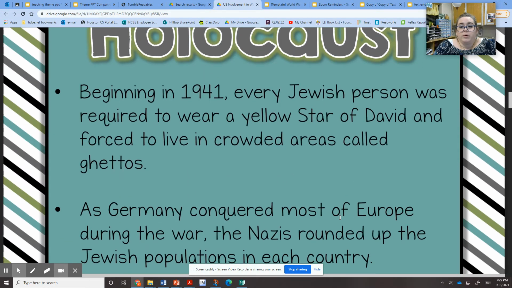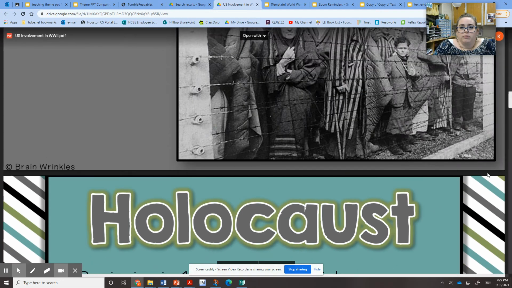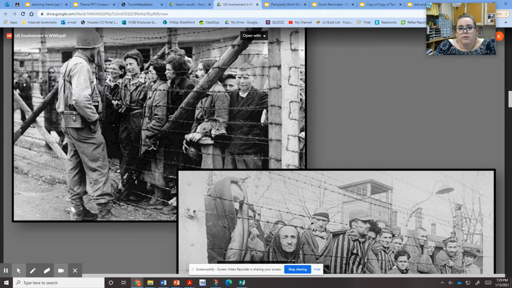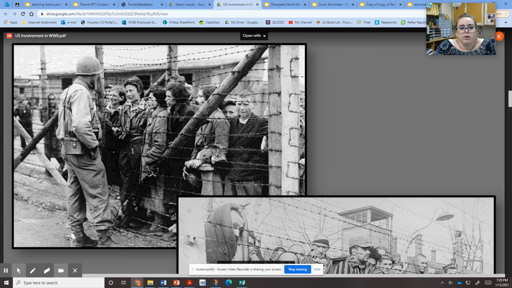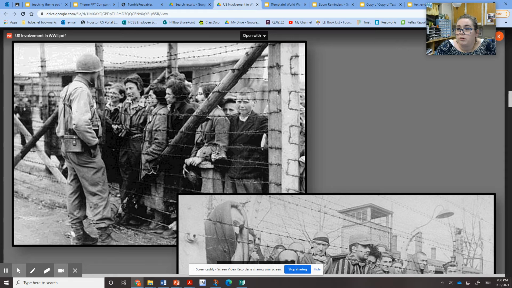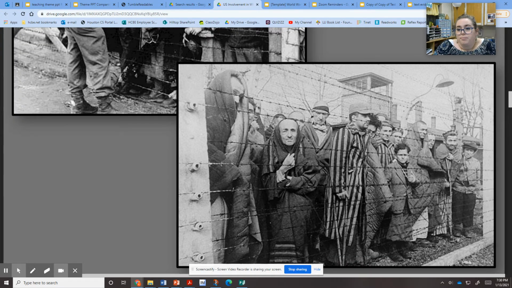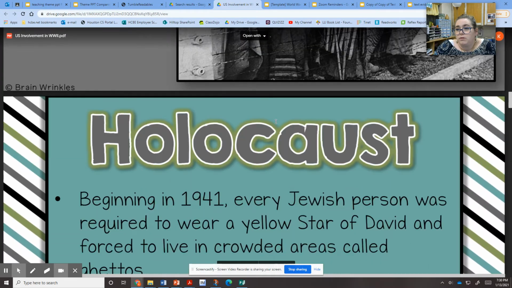Beginning in 1941, every Jewish person was required to wear a yellow Star of David and forced to live in the crowded areas called ghettos. So that's what you were seeing up here. Those are their crowded ghettos. They're kind of behind a fence. It wasn't a prison, but it was also not very nice. So you can see the German soldiers were keeping them in there, and these children, just because they were Jewish, had to stay in these terrible places.